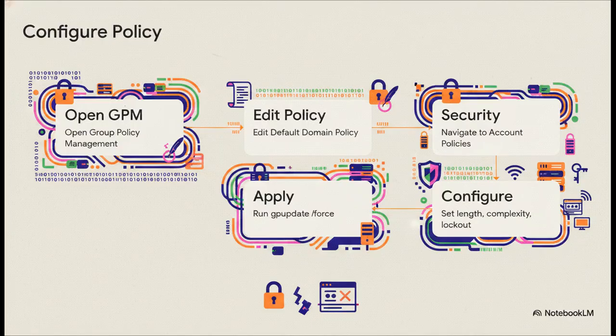To actually enforce this, you open Group Policy Management and edit the default domain policy. You'll navigate down through computer configuration, into security settings, and right into account policies. That is where you lock in your length, complexity, and lockout thresholds. Once you're done, you run the command gpupdate /force to push this rule out to every single computer instantly. Always test your policy by deliberately trying a weak password to make sure the system actually rejects it.